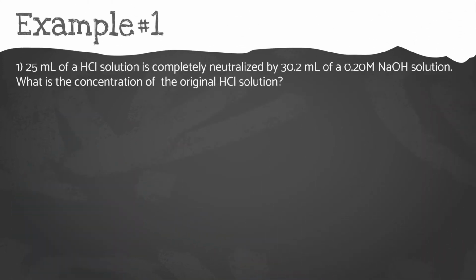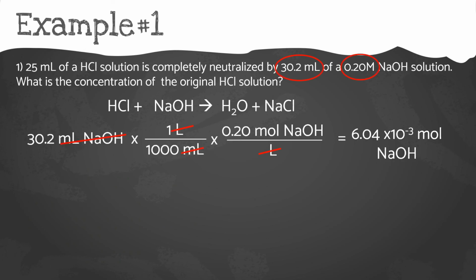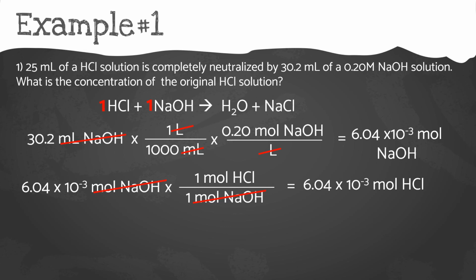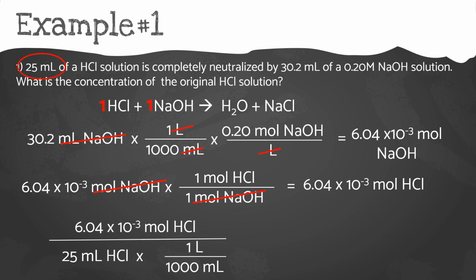Here is a sample problem. First, we balance the chemical equation. Then, we determine how many moles of sodium hydroxide. Using the molar ratio, we can calculate the moles of hydrochloric acid, then divide the moles by its volume.